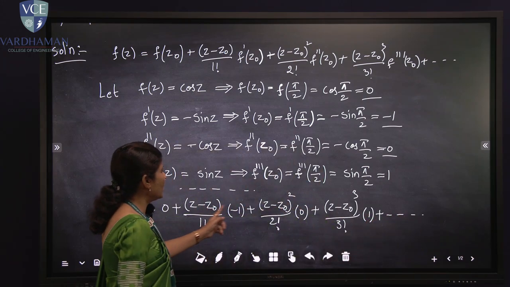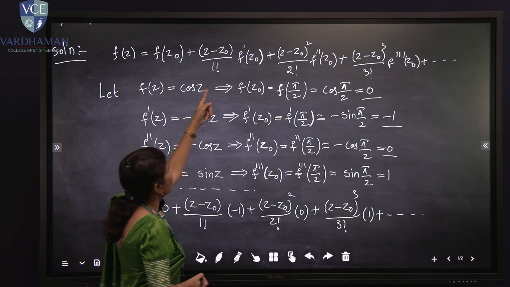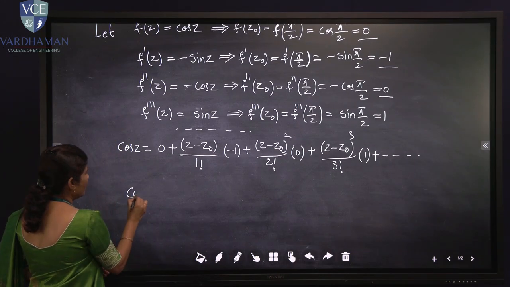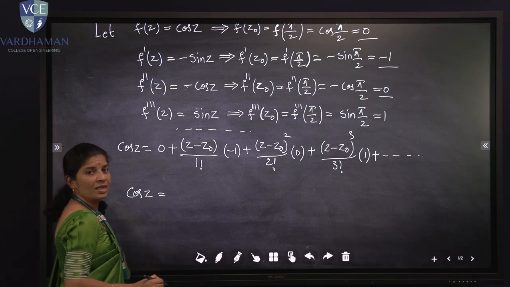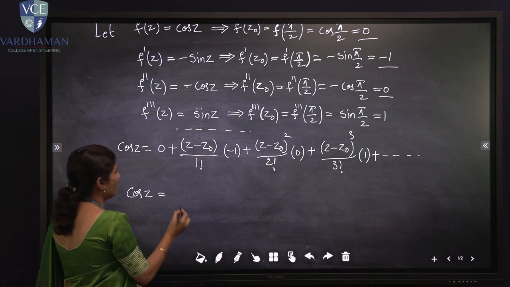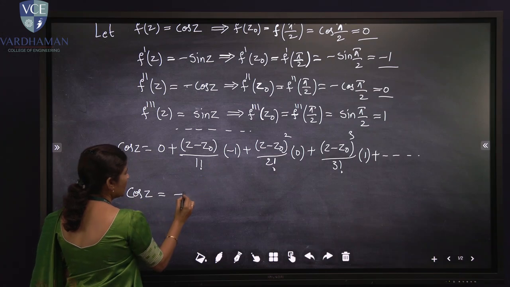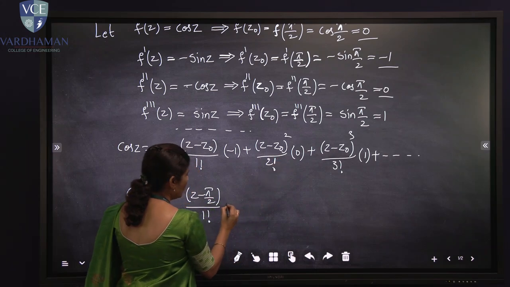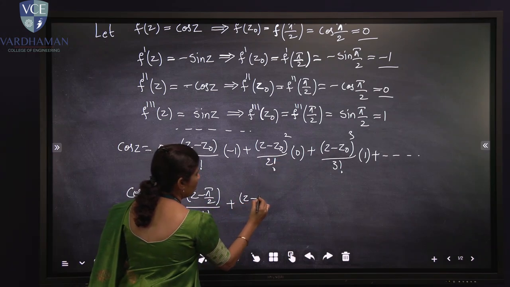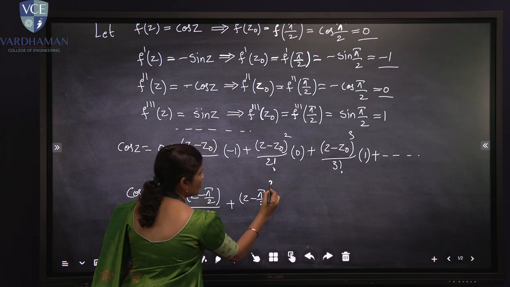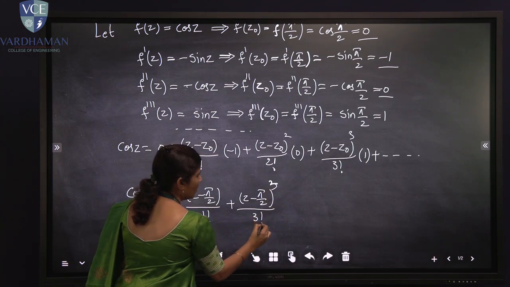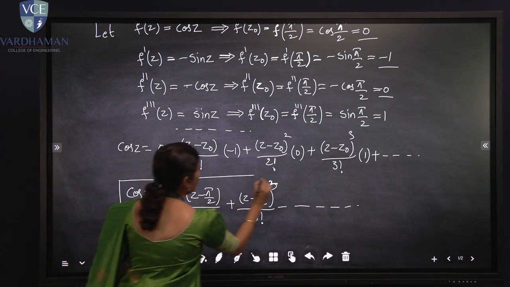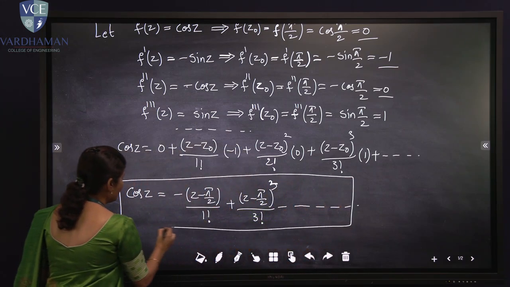So now in this we replace the z naught value, and we know the z naught value in our question is given as pi by 2. Therefore the cos z expansion using the Taylor series in powers of z minus pi by 2 is minus (z minus pi by 2) upon 1 factorial, plus 0, plus (z minus pi by 2) whole cube upon 3 factorial, minus so on. This is the Taylor series expansion of cos z in the form of z minus pi by 2.